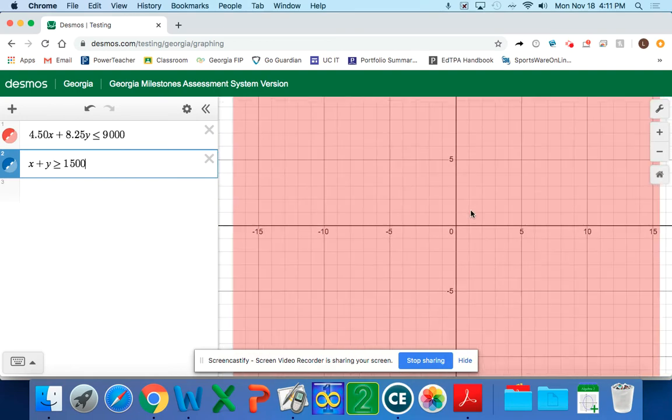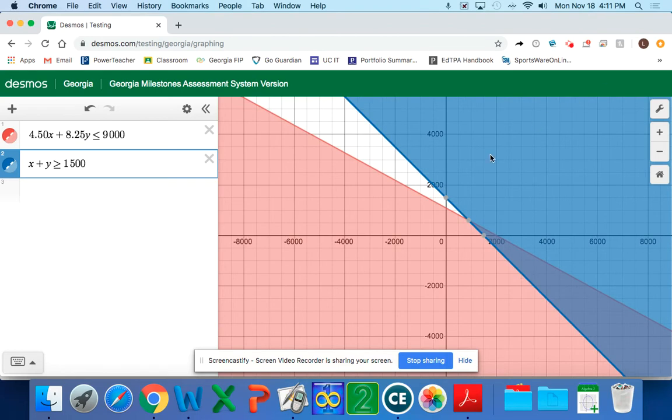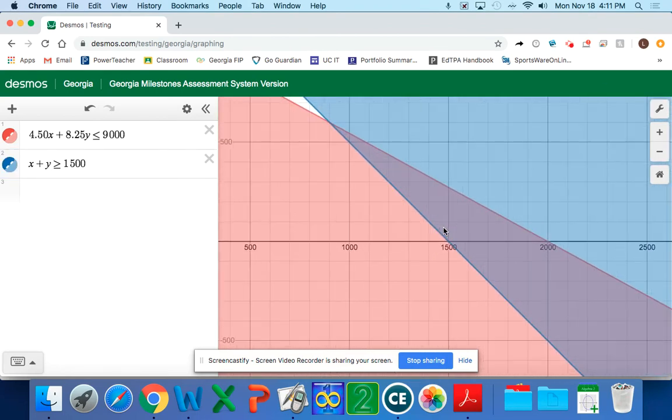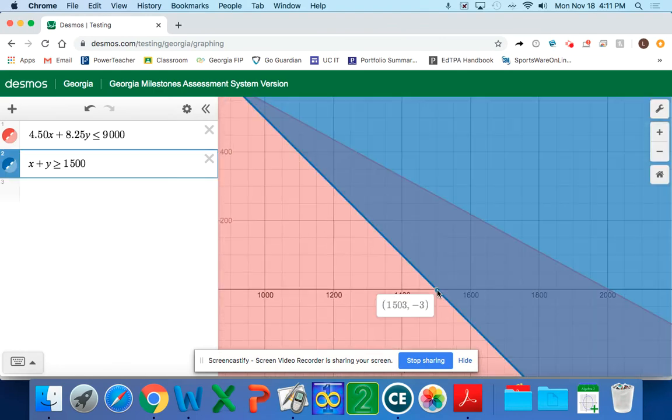We just see a big block of red. That's because we have to zoom out. Think how high these numbers are that we're dealing with. Okay, and now I see a double shaded region down here in the bottom right. And what do you know? There's our answer that we went with, 1,500, 0.